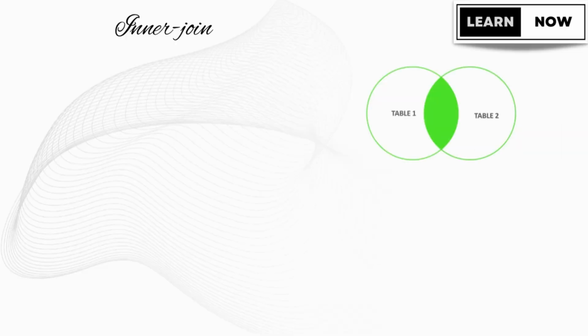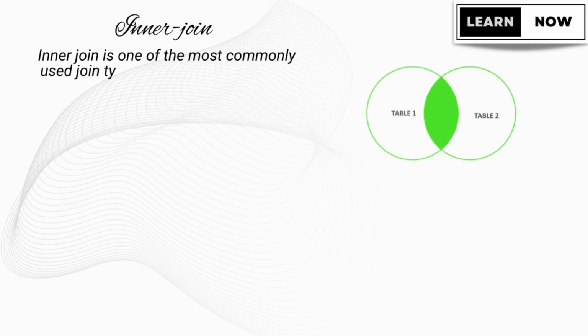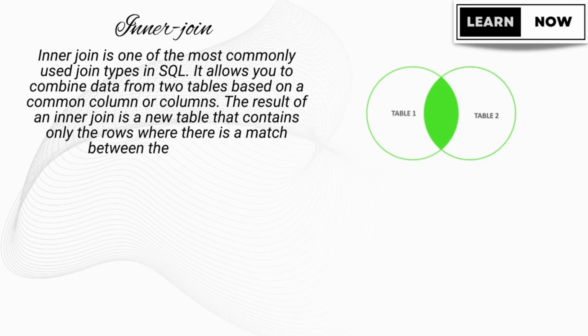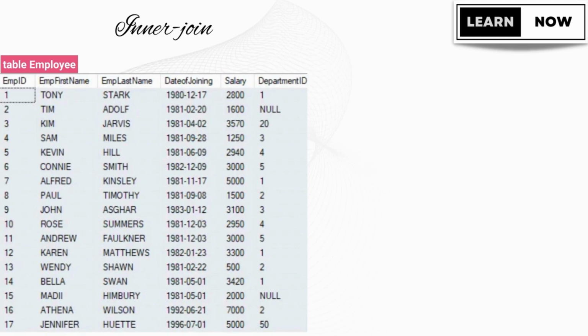So let's get started. Inner join is one of the most commonly used join types in SQL. It allows you to combine data from two tables based on a common column or columns. The result of an inner join is a new table that contains only the rows where there is a match between the two tables. Let's take a look at an example to see how this works in practice.